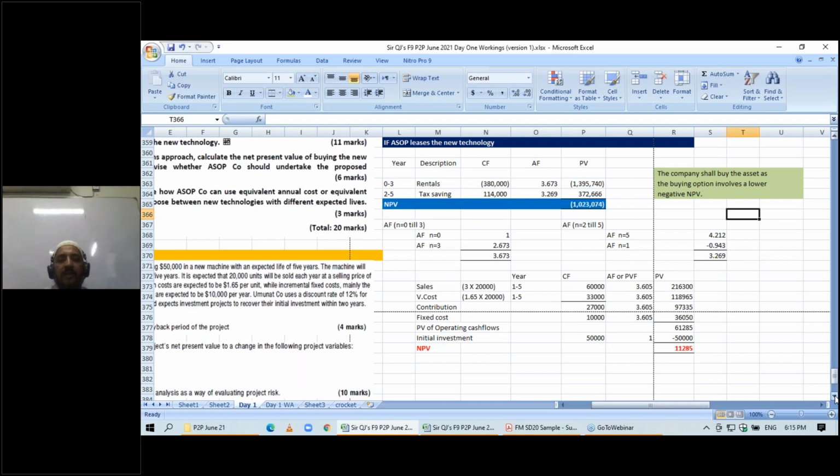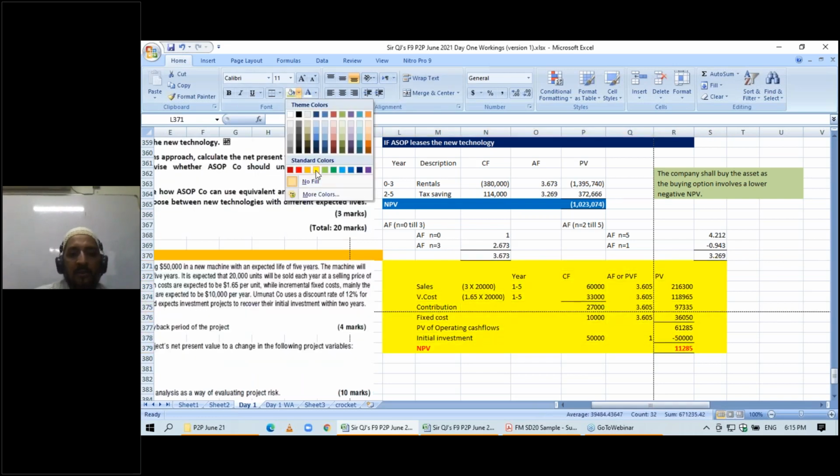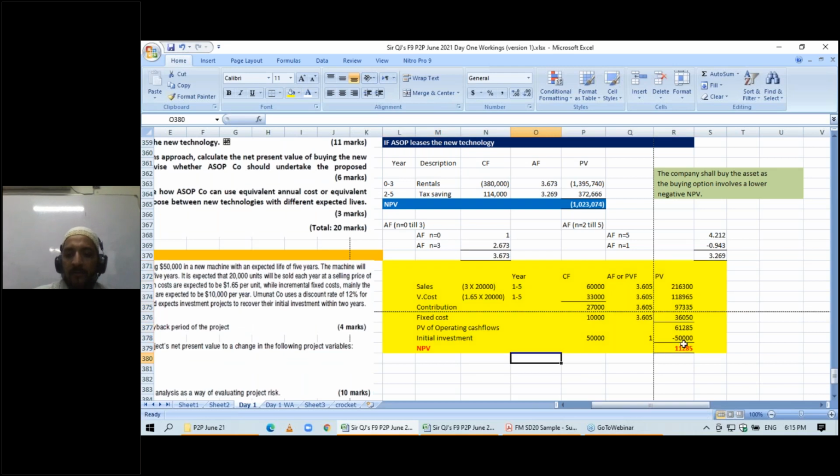Okay students, let's move on to Munet PLC. This was our NPV working for Munet PLC. Let me shade it for clarity to you people. I'm shading it with yellow. So the NPV we have arrived at is 11,285. Now, how is sensitivity calculated and what is it? Let me explain it to you. See, what do we mean by sensitivity?